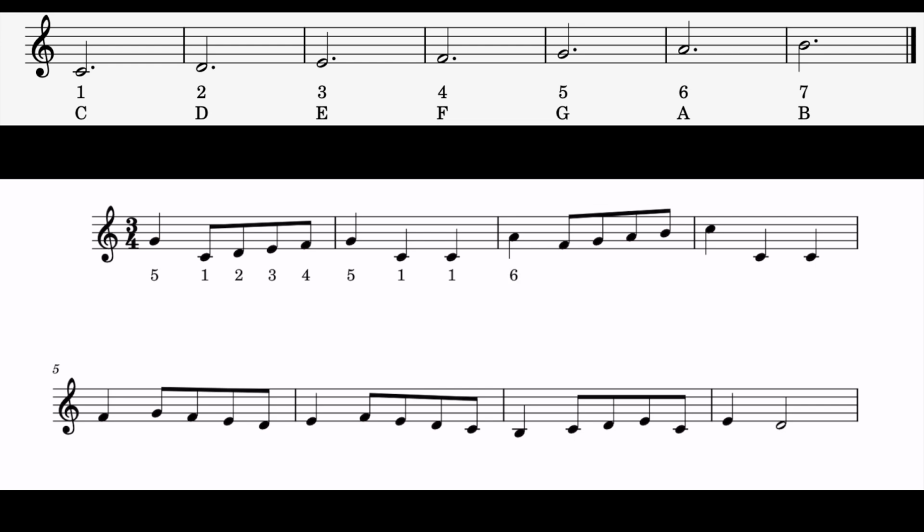Then we're going to our 6, which again, if we look at our scale, is now an A, before moving to our 4, which is F, then our 5, which is G, our 6, which is A, our 7, which is B, and then here again we've got our 8, or our 1 an octave up, C, and then back down to our lower C, and again C.